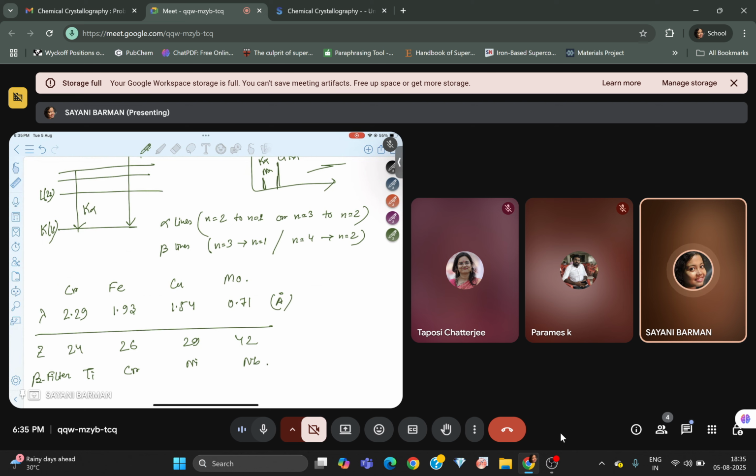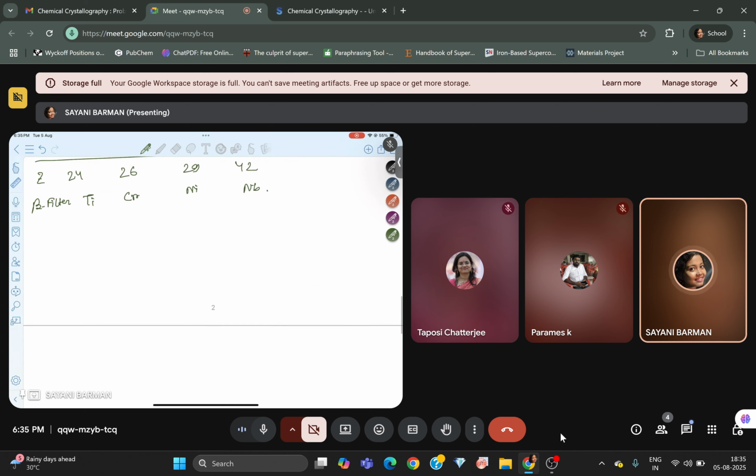And in crystal and diffraction of X-rays, you need to know the law equation, Bragg's law. What is the reciprocal lattice? What is the Ewald sphere? What is the importance of the Ewald sphere? And the intensities of the diffracted X-ray.